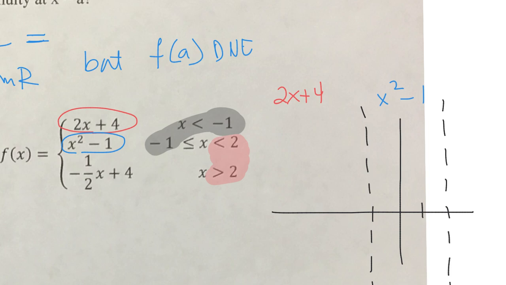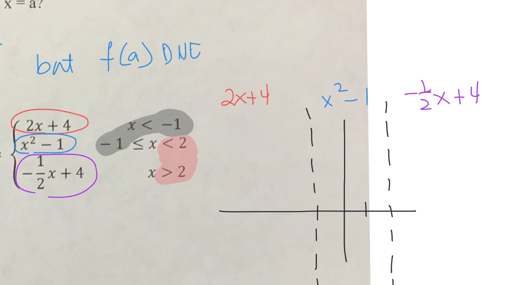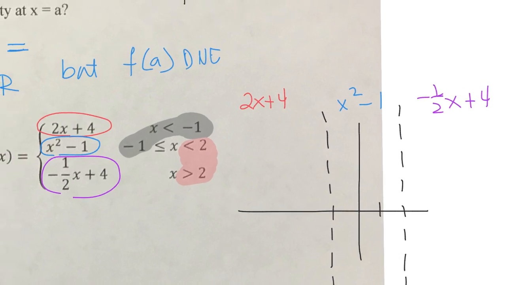And on the right side of +2, we have -1/2 x plus 4. Okay, so it might help you if you actually write down this situation and put the equations in the places where we are looking to graph them, based upon their constraints. To the left of -1, we are doing this equation. In between -1 and +2, we're doing that equation. And to the right of +2, we're doing this.